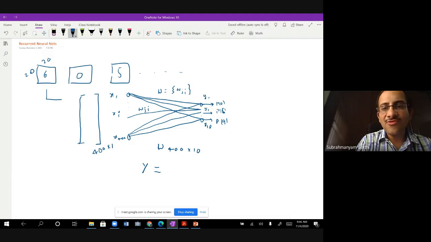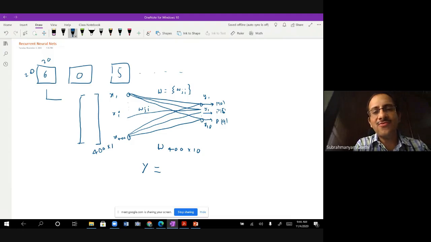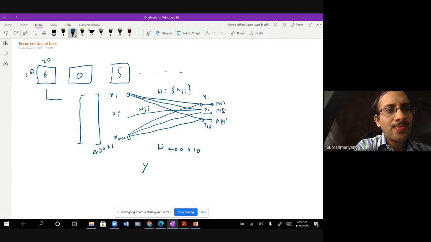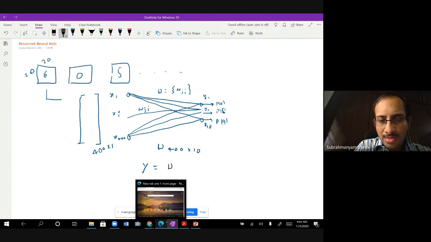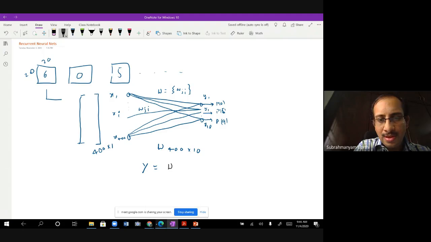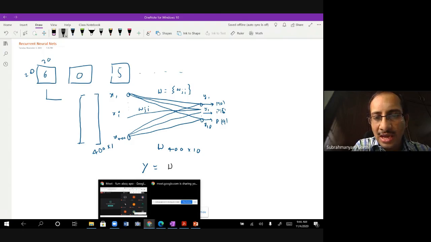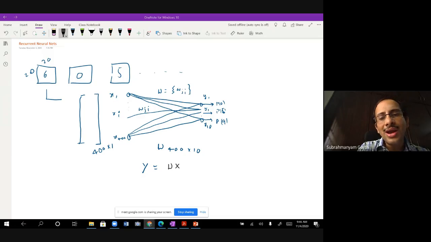I would like to hear from some of you, what is the relation between Y, W and X? Y equal to what? W into X. Okay, fine, good. So it is W into X. Is that alone? Or in neural networks, usually anything else will come into the picture?